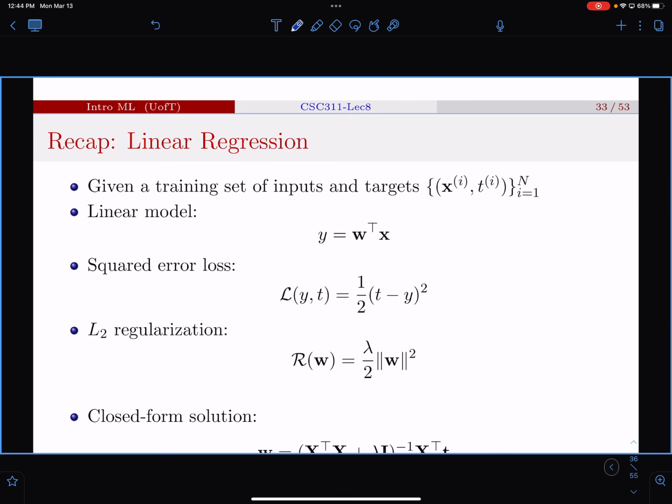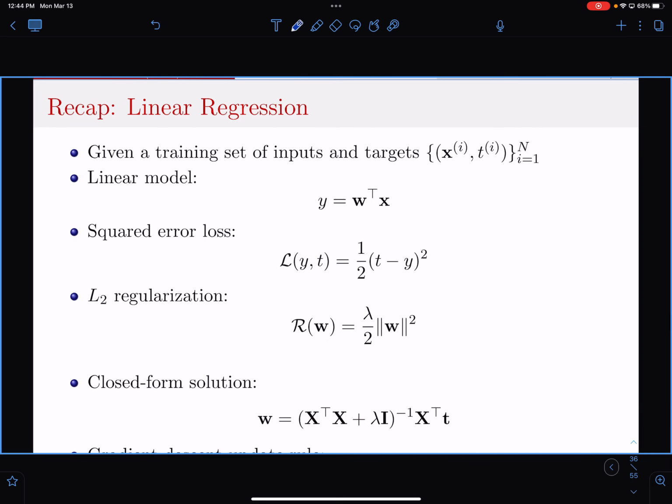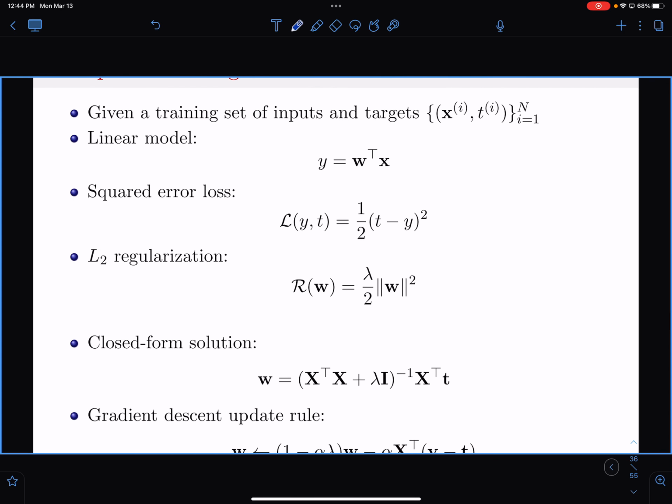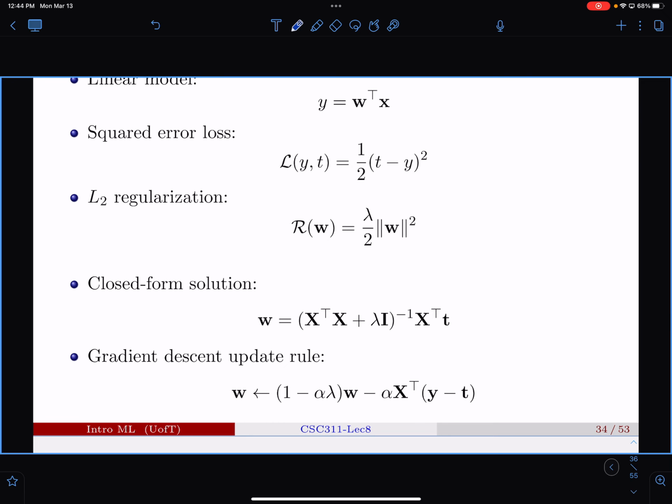So we're going to take a probabilistic interpretation of how linear regression works now. Previously, we had this training set of x, t examples, and we tried to form a linear model that tells you how x gets mapped to t. We have a squared error loss, and we can potentially apply L2 regularization as well. And then we had two ways to solve the equation. We have a closed form solution, and you can also do gradient descent to figure out what your optimal parameters W are. So this is actually W star.